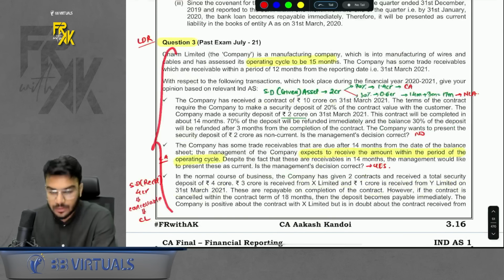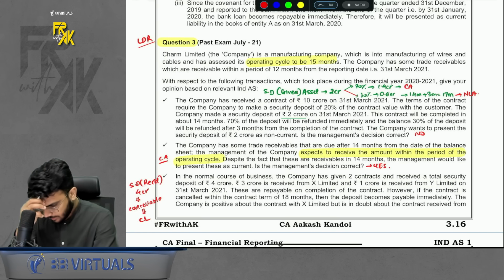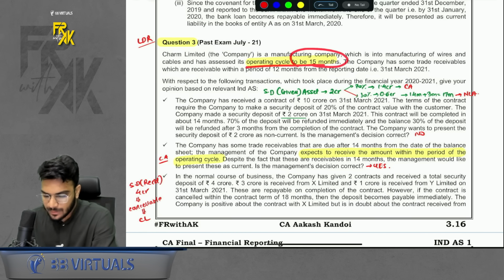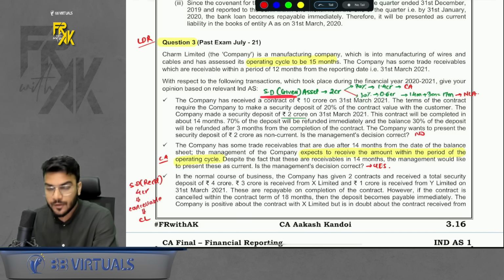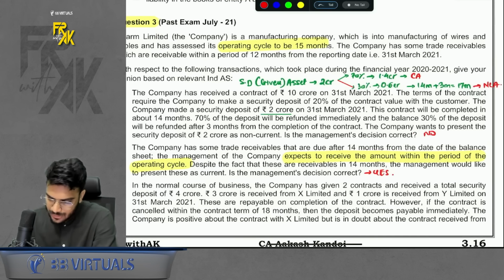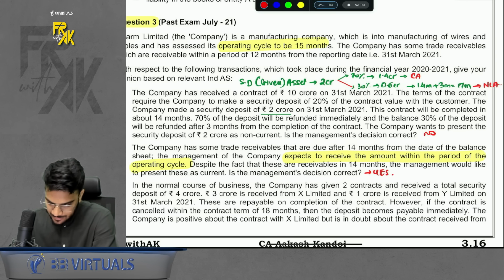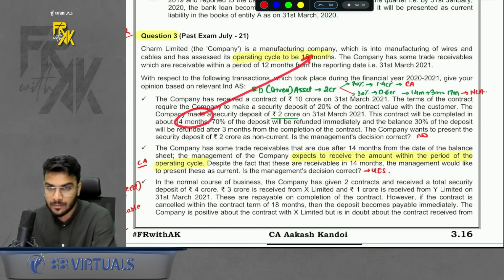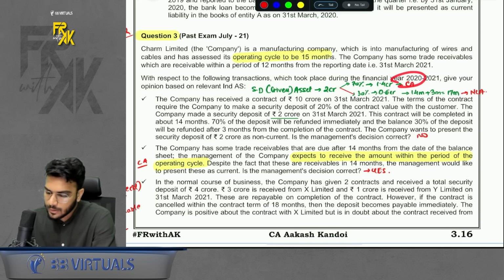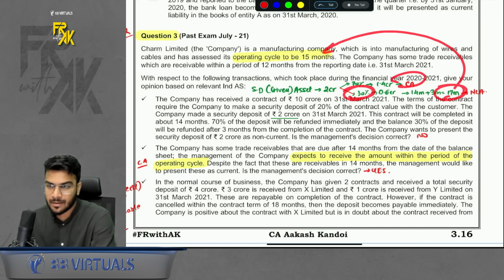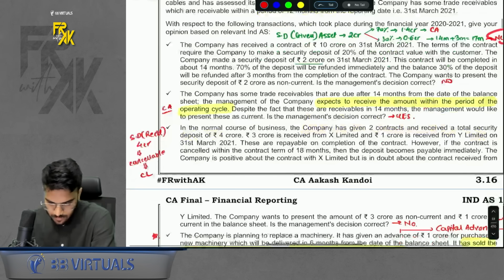Then question number 3, a very good question, please remember. Operating cycle is 15 months. It says we gave a deposit. Giving a deposit is an asset for us because in future we will get the refund. So out of this deposit of 2 crore, 70%, that is 1.4 crore, is receivable in 14 months. That is within the operating cycle. So current. The remaining 30% you will receive after 17 months. So this is outside the operating cycle, so non-current.